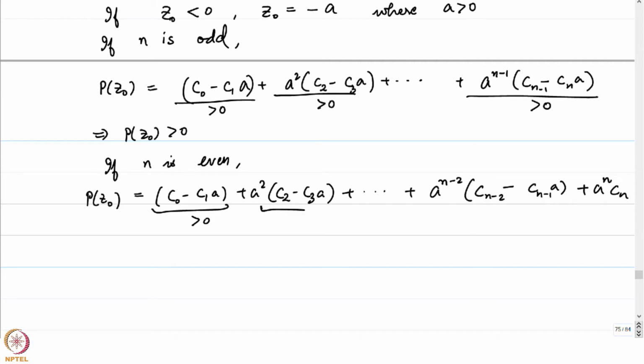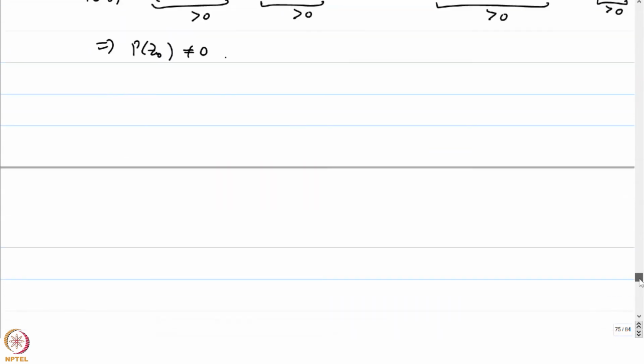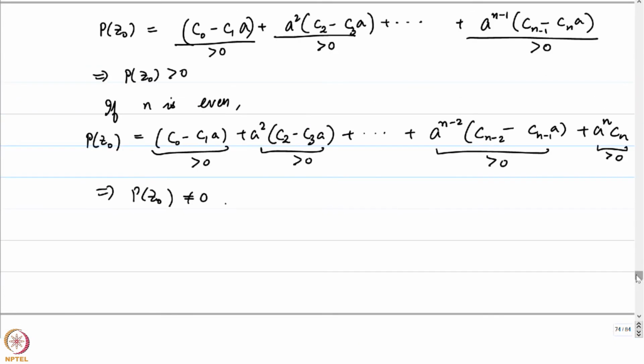Again, the same argument tells us that this is all greater than 0. This is also greater than 0, which implies that P of Z0 cannot be 0. And therefore, we have now come to a contradiction. We have just shown that P of Z0 cannot be 0 if the absolute value of Z0 is less than 1. We first showed that Z0 should be real. And if Z0 is real, it cannot be a root of absolute value less than 1.